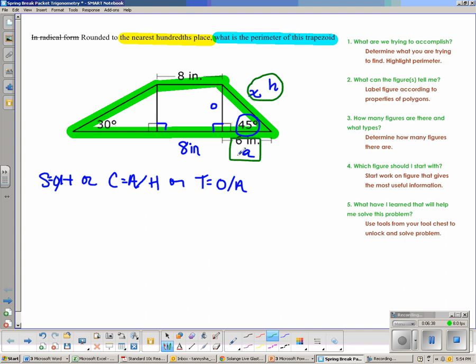Okay, so based upon that, I'm going to choose the trigonometric ratio that has A and H in it, and that would be CAH, otherwise known as cosine. Okay, so cosine of my focus angle, 45 degrees, would be equal to A over H. A in this case is 6. H is what I'm trying to find out. So I'm going to go ahead and put that there. I could put an H or an X there.